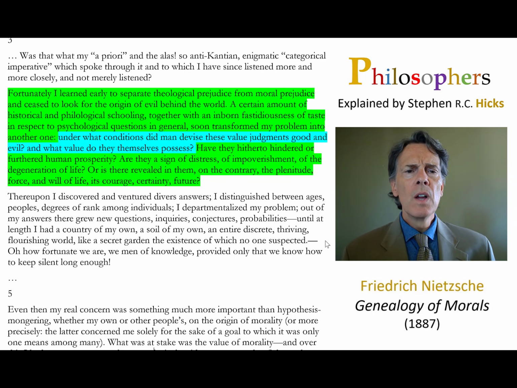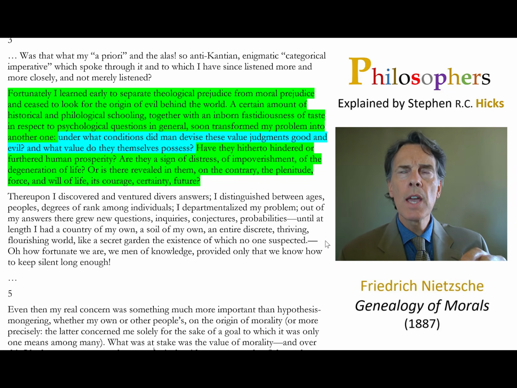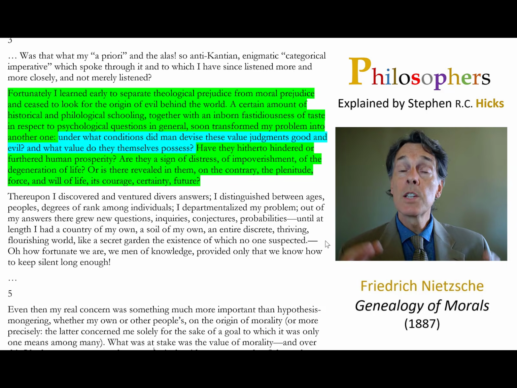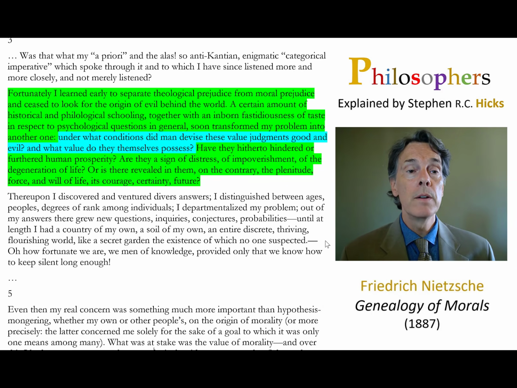So here's his question. Under what conditions did man devise value judgments, these value judgments, good and evil? And what value do they themselves possess? And those are striking questions. That then is to say that if we are looking for where morals come from, man devises them. We make them. We might just make them up in some cases, but more likely what we have is that men are in certain conditions, certain historical conditions, existential conditions, and it's because of those conditions that they devise certain value judgments about what's good, bad, right, wrong, important, unimportant, and so forth.